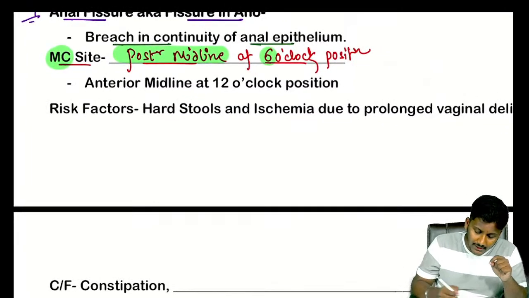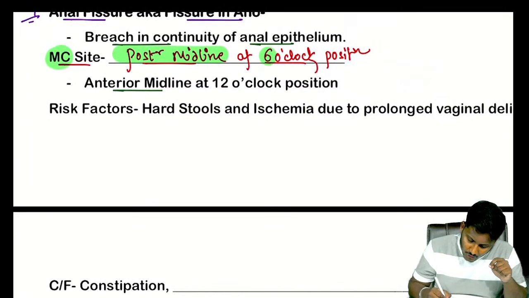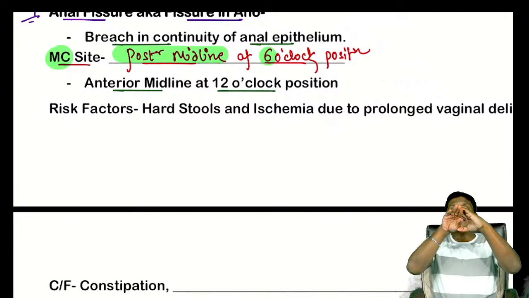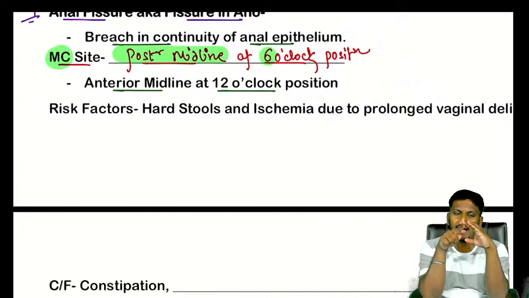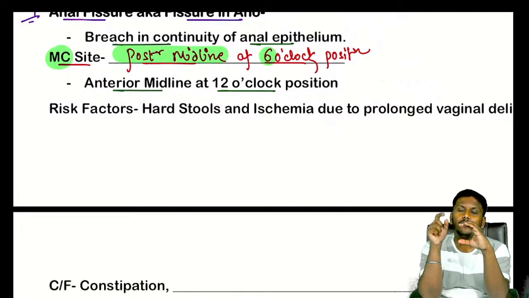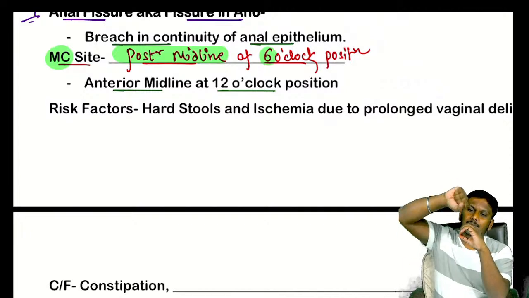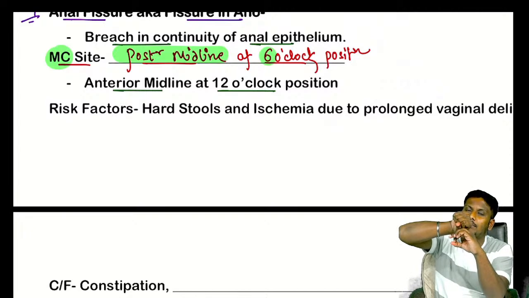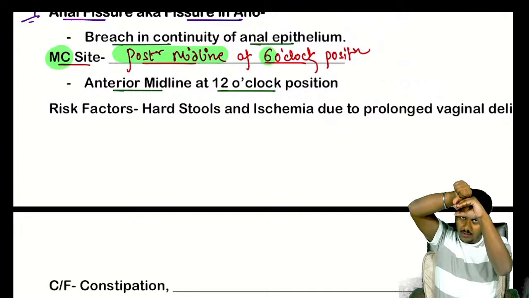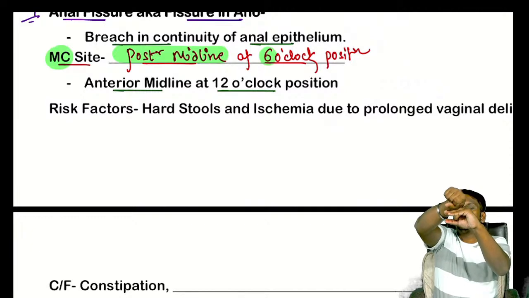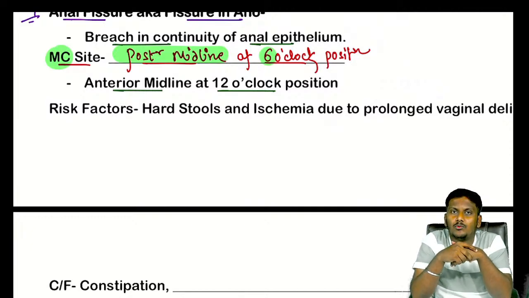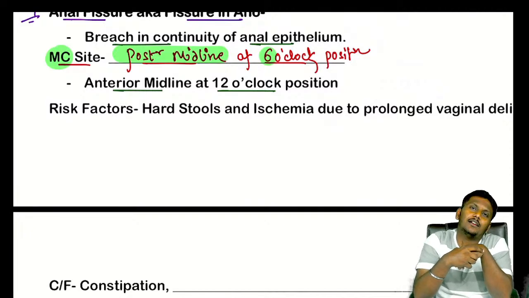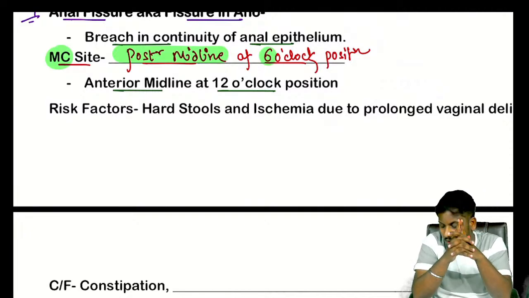No issues with this. It can also occur in the anterior midline, beta, at 12 o'clock position. You will be like, sir, how? In the anterior midline or the anterior wall of the anal canal, at the 12 o'clock position, it can happen. Reason? For example, the female had an obstructed labor. The baby's head was lying inside the vagina. We know the vagina is anterior to the rectum. So the baby's head was lying inside the vagina for a very long duration of time and pressing against the anterior wall of the anal canal. As it was pressing over here, the anterior wall was not receiving enough blood supply. Therefore, it underwent necrosis and that led to formation of a fissure in the anterior midline.